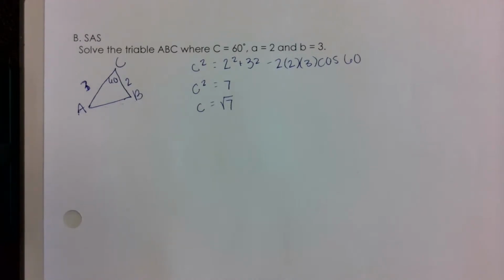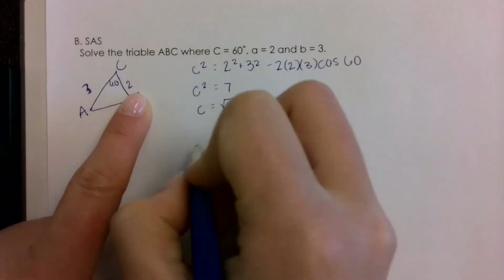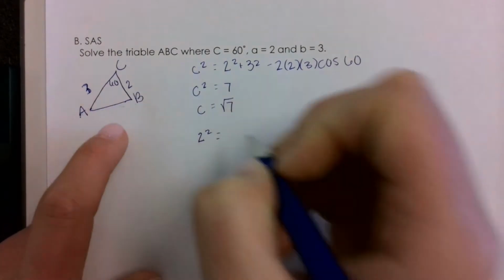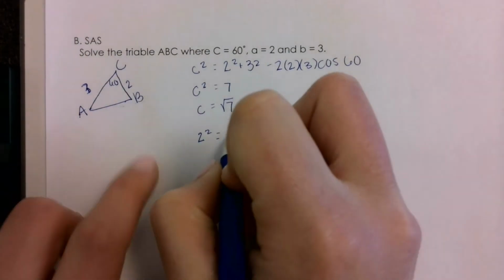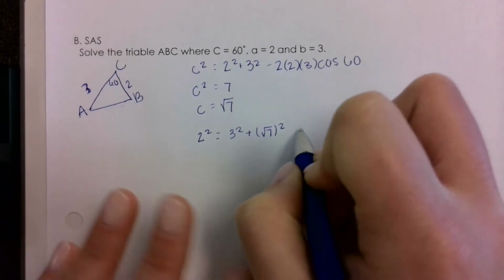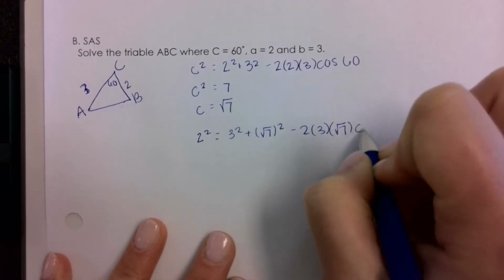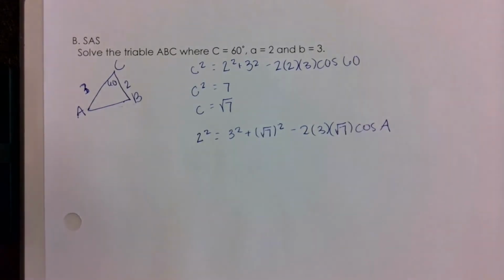Alright, so now that we have side C, we can find another angle. We'll use law of cosines again. Do y'all want to find angle A or B? Let's do A. So if you're trying to find angle A, that means we're going to put side A on one side of our equal sign. So we'll say 2 squared equals 3 squared plus root 7 squared, because those were our other two sides, minus 2 times 3 times root 7 times cosine of A, and we don't know what that A is.